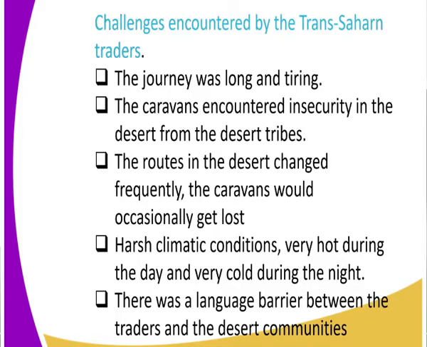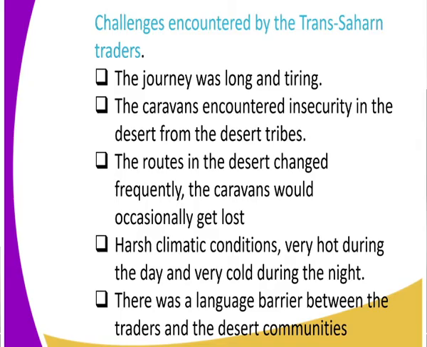And also we had harsh climatic conditions. And we must note, Trans-Saharan trade, it was along the desert, right? It was trade that was conducted across the desert. And we all know that the climatic conditions in the desert are always hot during the day and cold during the night. Now, those were the harsh climatic conditions that the traders faced.